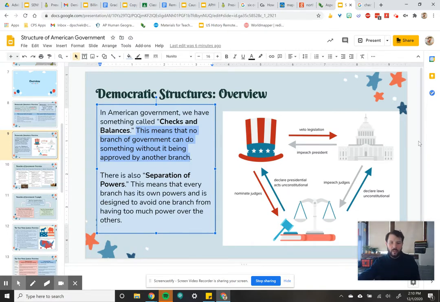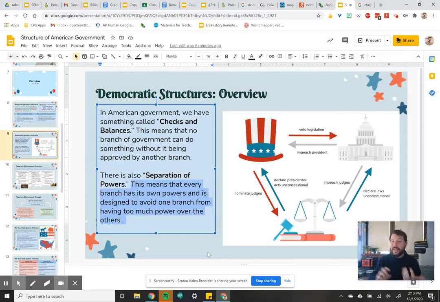It's balancing their power. And then we also have something called separation of powers. This means that every branch has its own powers, and it's designed to avoid one branch from having too much power over the others. So we give the legislative branch certain powers. We give the executive branch certain powers. We give the judicial branch certain powers.